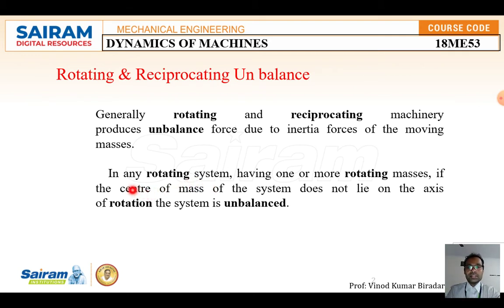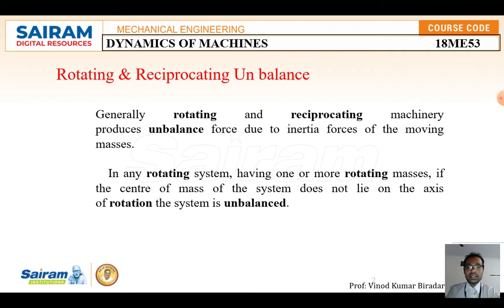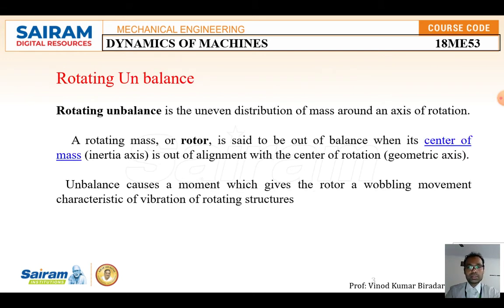If the center of the masses of the system does not lie on the axis of rotation of the system, there is a chance of creating an unbalance, and that may be in any component. Here, rotating unbalance is the uneven distribution of the mass around the axis of rotation. What do you mean by rotating unbalance? It is the uneven distribution of the masses around the axis of rotation of the machine component.